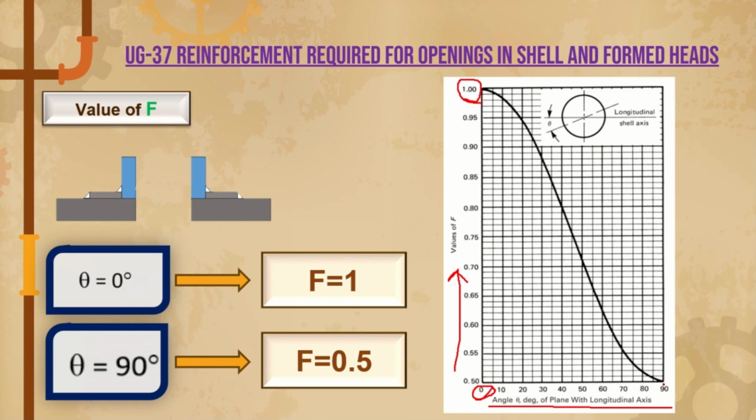If theta is equal to 90, your F value is 0.5. So this is how you need to calculate the F value by using this graph, guys. This graph is available in the code book, that is Section 8 Division 1 code. So you can refer to that one.